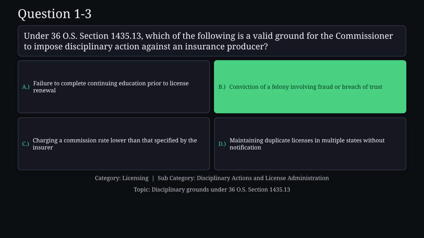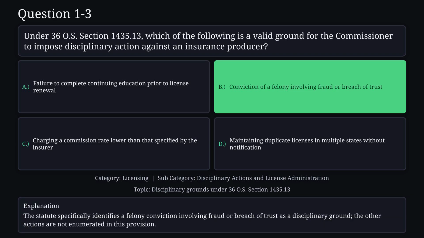The correct answer is B. The statute specifically identifies a felony conviction involving fraud or breach of trust as a disciplinary ground. The other actions are not enumerated in this provision.